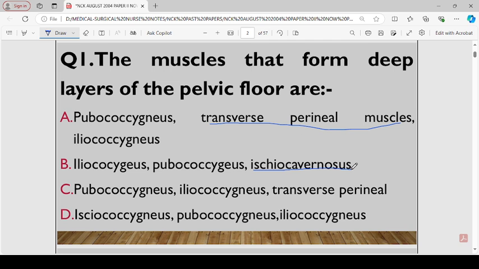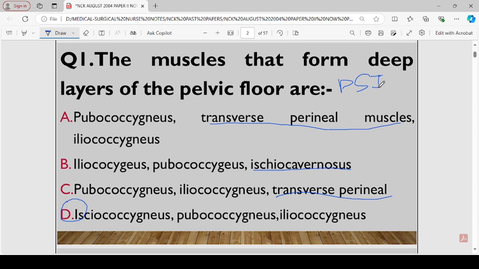C, pubococcygeus, iliococcygeus, and transperineal muscle. These transperineal muscles, we had already identified as superficial muscles. And this gives us option D as the correct answer. The muscles that form the deep layers of the pelvic floor muscles. Remember, we have the deep muscles followed by the superficial muscles and the intermediate group of muscles. You can use this link on the muscles so that you can see all the groups of muscles that are available.